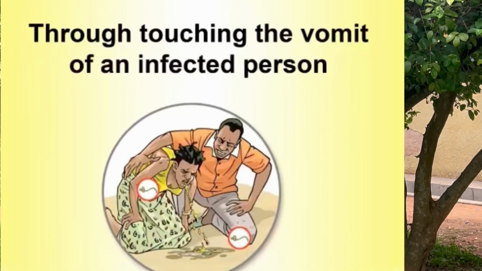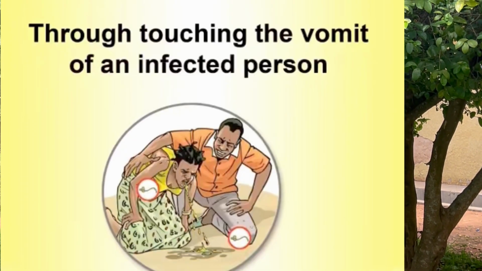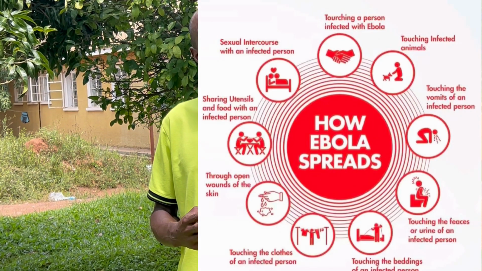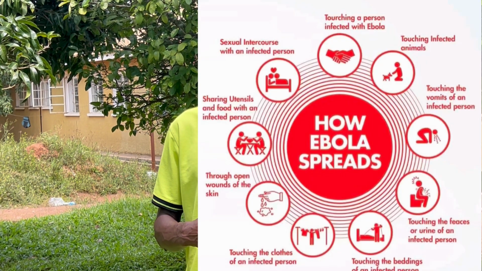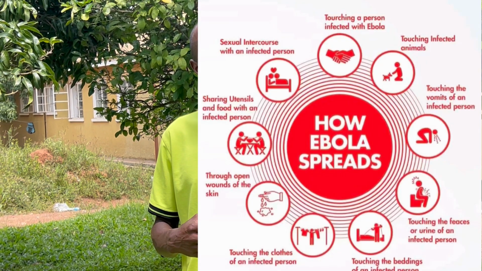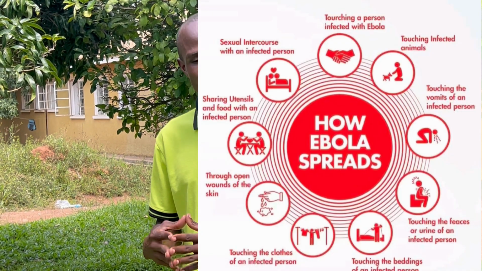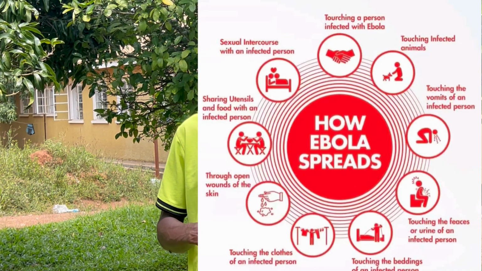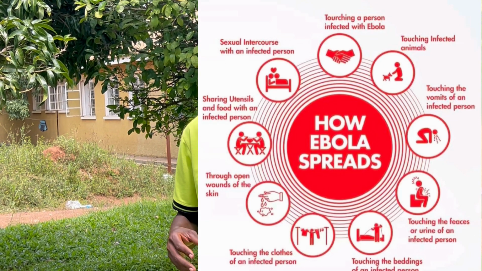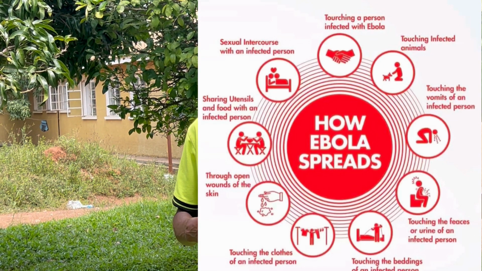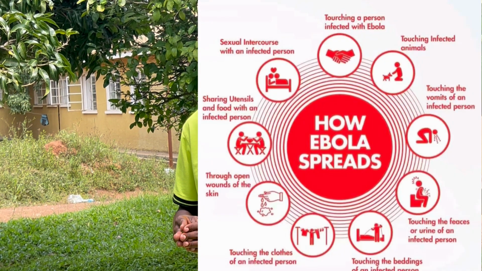Number 3, touching the vomit of a person having Ebola virus disease. 4, touching the clothing of a person infected with Ebola virus disease. 5, touching the beddings of an Ebola virus infected patient. 6, touching the feces or other human wastes of an infected patient.